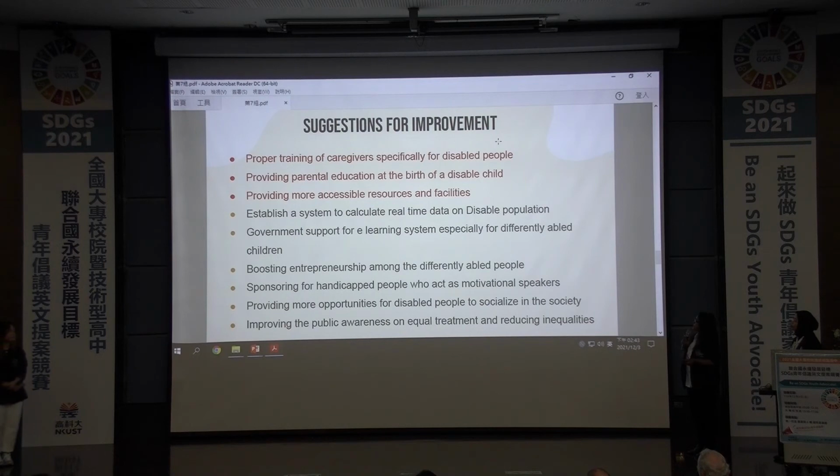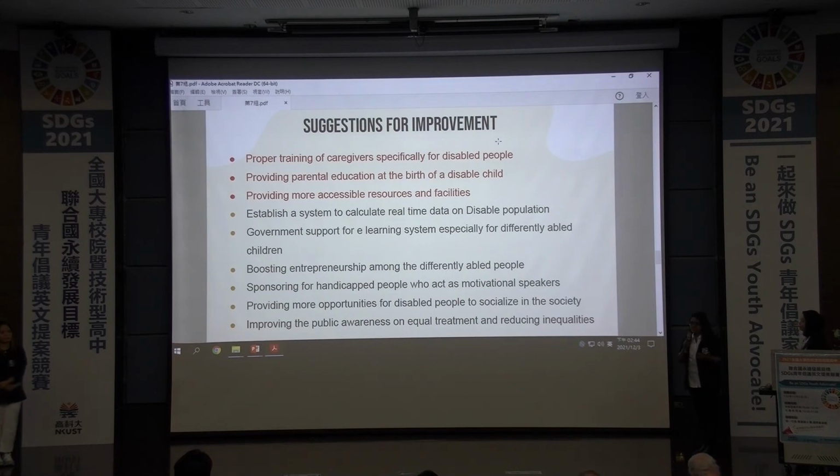Second, providing parental education at the birth of a disabled child. This is important because parents need to understand that their disabled child is equally important as a normal kid. There are plenty of occasions where parents abandon their children just because they have some sort of disability. Also, there are enough cases where children are held separately in institutes, away from their parents, and they are treated badly. Mostly they are malnourished and do not get access to education. This can be prevented by providing proper parental education.